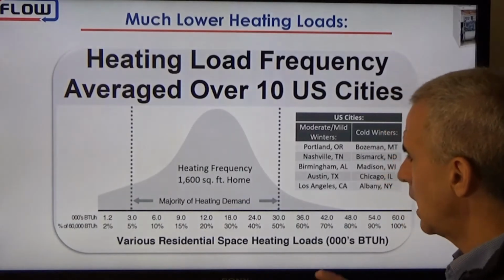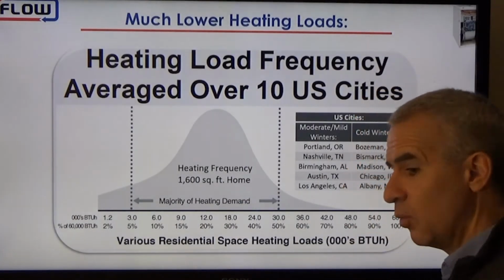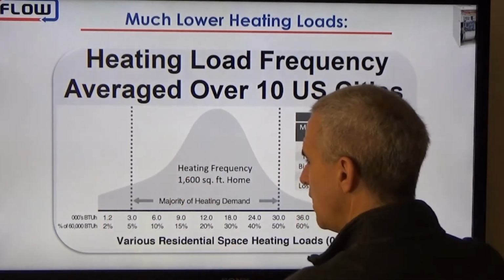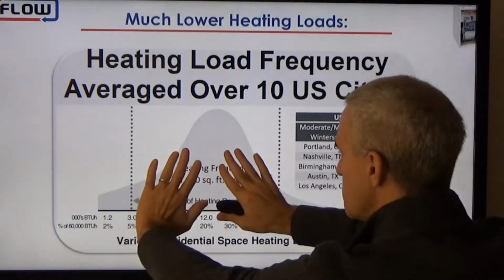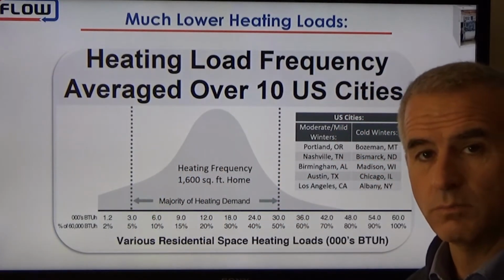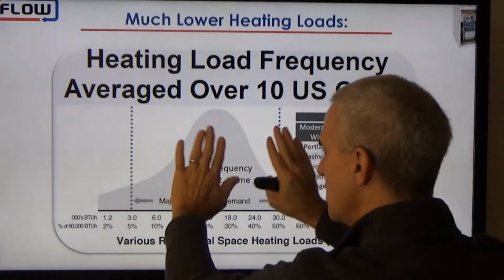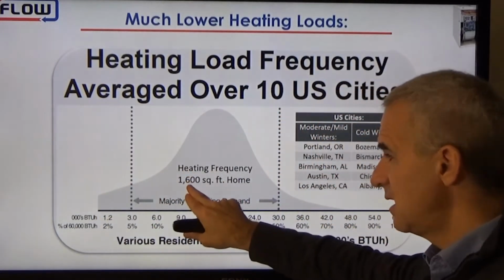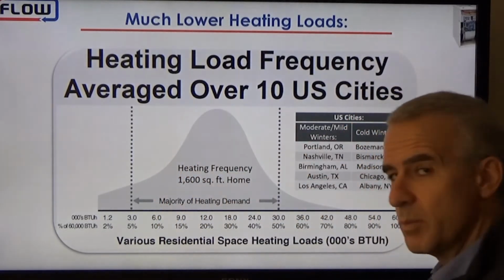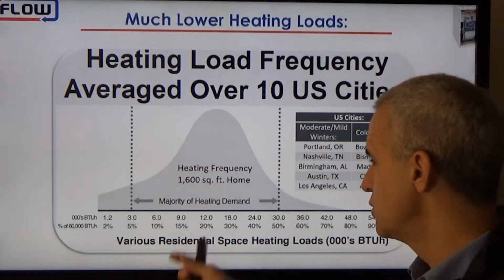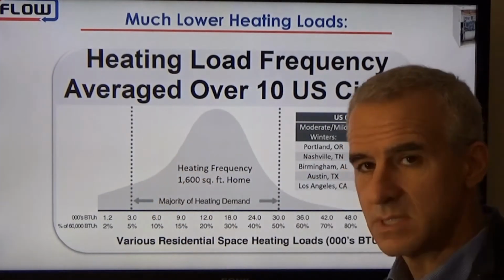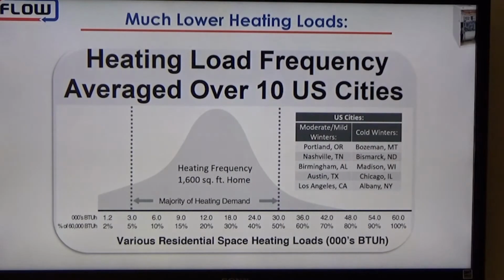So again, if it's a warmer area, this bell curve will just swing to the left. If it's a colder area, this bell curve will just swing to the right a little bit. If it's a smaller home, it's going to need fewer BTUs, similarly swinging to the left. If it's a larger home, it's going to swing to the right, representing more BTUs because it's a larger home. But all to say that the curve will be very similar in terms of its distribution.